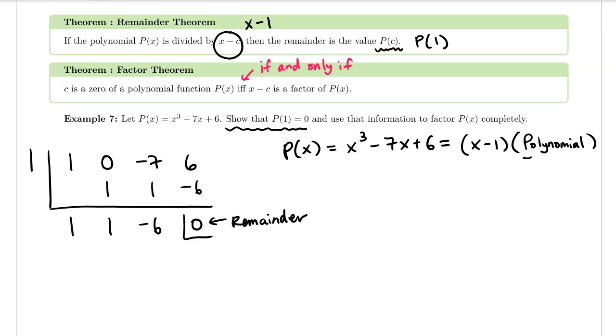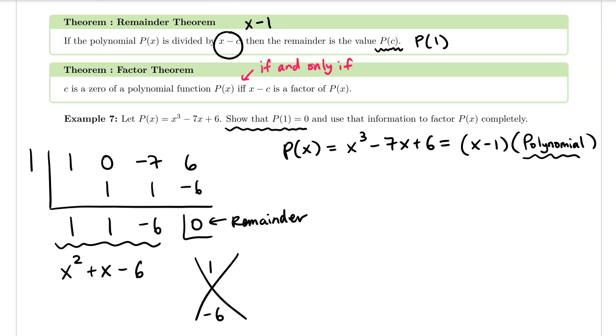And this mystery polynomial that we have is given by these coefficients. So this is going to turn into x squared plus x minus 6. And oh, look at that. That is just a quadratic that we should be able to factor using the x method. So using the x method, I'm going to place my b value on the top and a times c on the bottom. And I want to search for two numbers that add to b and multiply to a times c. And those two numbers are going to be 3 and negative 2.